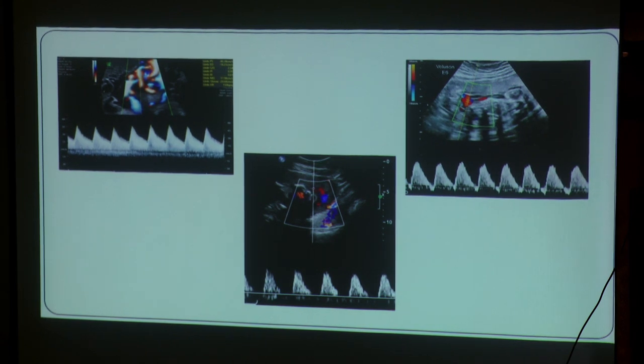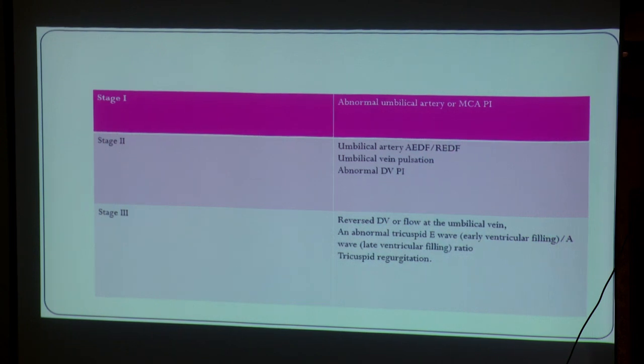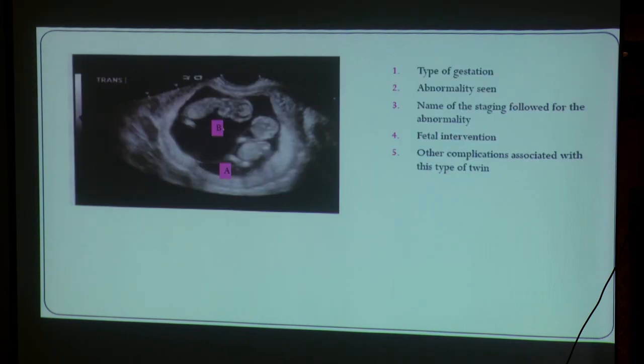Here this is absent end diastolic flow, this is reversed end diastolic flow. Regarding the timing of delivery, if there are elevated Doppler parameters, the biophysical profile is performed weekly and delivery anytime after 36 weeks. When we have absent end diastolic flow, delivery anytime after 34 weeks, and reversed end diastolic flow, anytime after 32 weeks. Regarding the stages, in stage 1 FGR, we will have abnormal umbilical and MCA PI. In stage 2, absent end diastolic flow or reversed end diastolic flow as in our first case. And stage 3, reversal of flow in ductus venosus, tricuspid regurgitation.